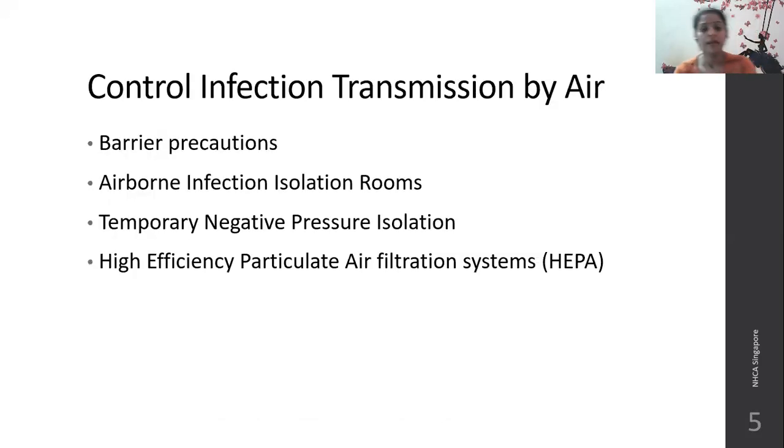Control of infection by air. The main thing is barrier precaution. Do hand washing, wear gloves, gowns, your PPE. That is the first and foremost step to control infection by air. Next, put patients having airborne infection in an isolation room, ideally a negative pressure isolation room. If all these isolation rooms have a HEPA filter, that is well and better. Make sure your ICU and high risk areas have HEPA filtration.